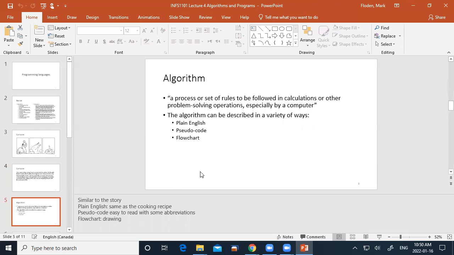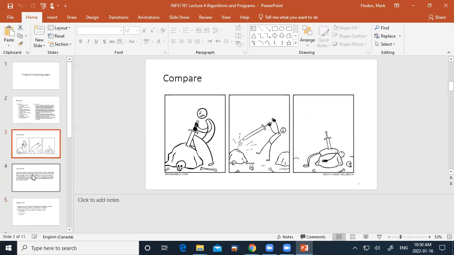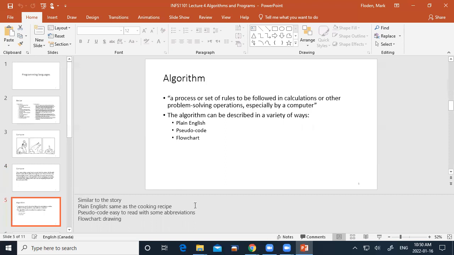Now, just like above, we can represent a story in more than one way. We can represent an algorithm in more than one way. We can represent an algorithm as just plain English, where we just write and say what we're going to do. We could represent it in pseudocode, which is very similar to plain English. Pseudocode is just a little bit more formal than plain English. You need to have a begin and an end, and you need to indent things if they're dependent on something else. So we have just a little bit of structure to it.